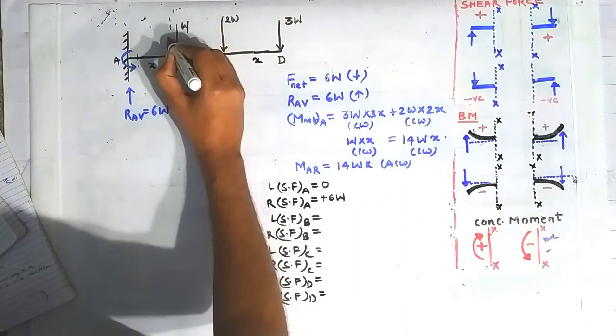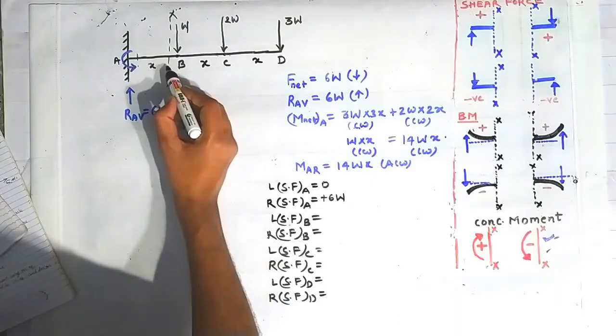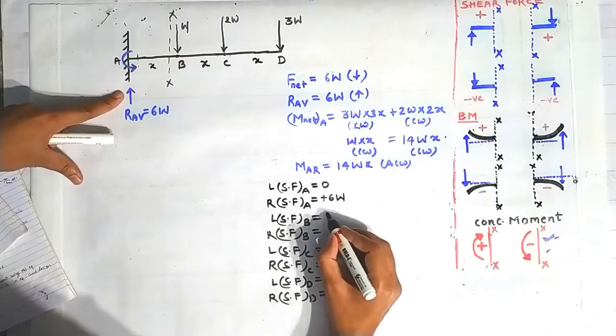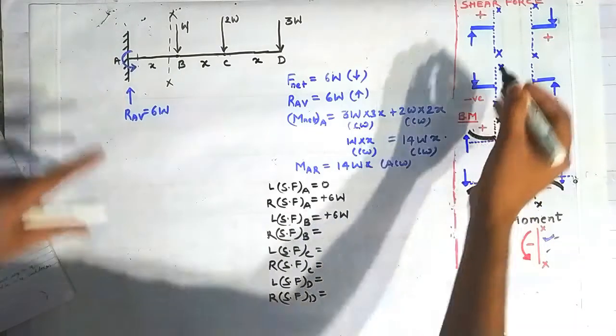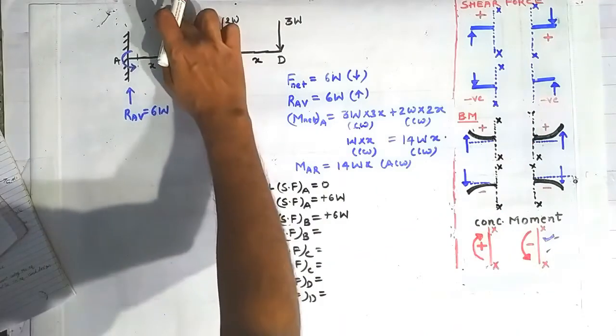So constructing a section here on the left side of the point B. This is the section constructed here. Now looking on the left side of this section, this force will contribute toward a shear force of magnitude plus 6W using this sign convention. This moment will not contribute toward any shear force about this section XX.